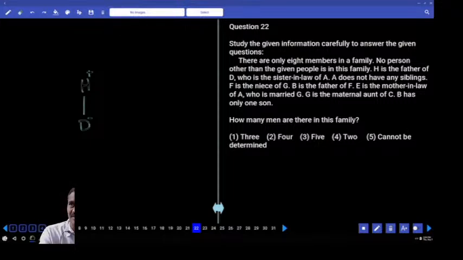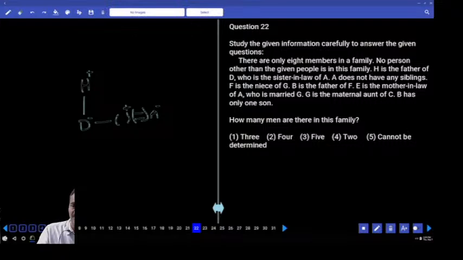A does not have any siblings, so sister-in-law of A means D's brother's wife is A, or A's spouse's sister is D. Because A does not have any siblings, is that clear? A's brother's wife cannot be D. That means A's husband's sister is D. A does not have any sibling.